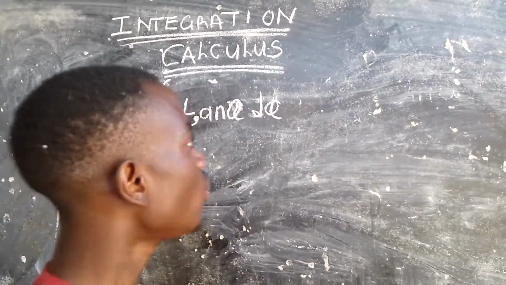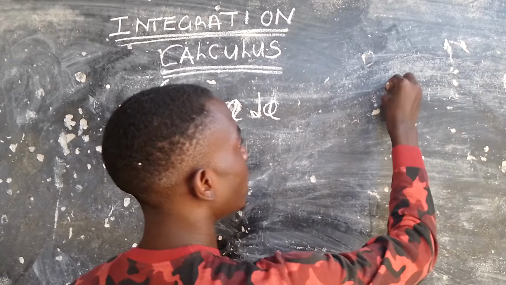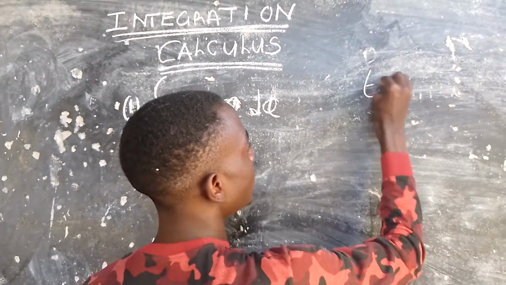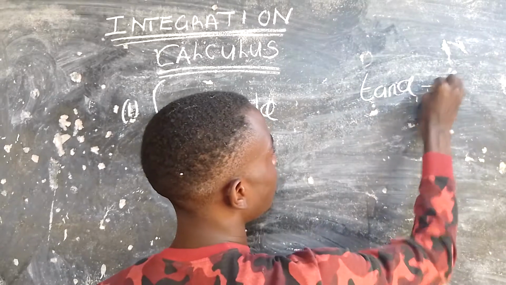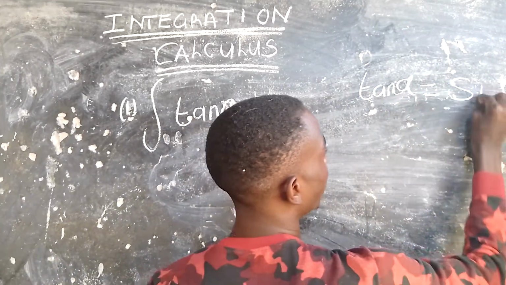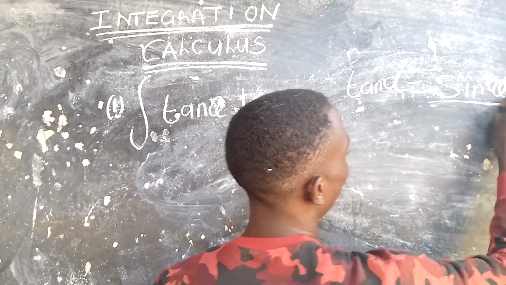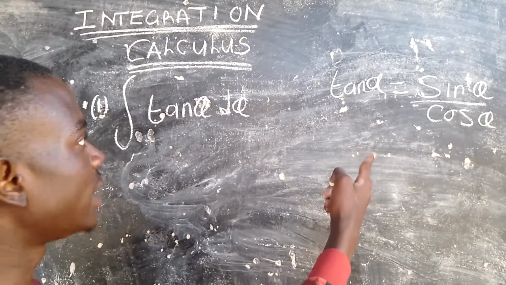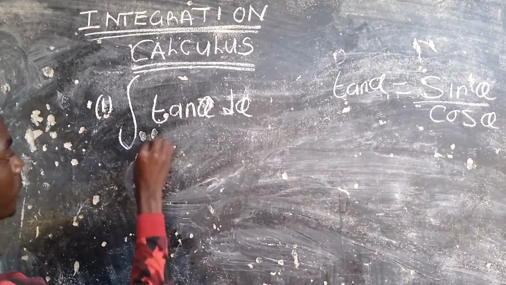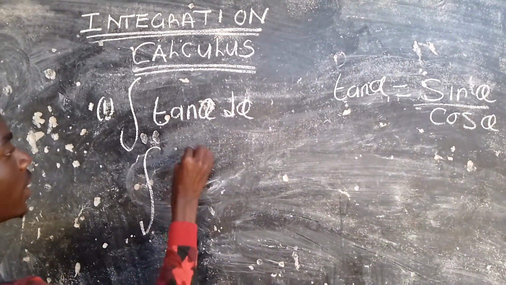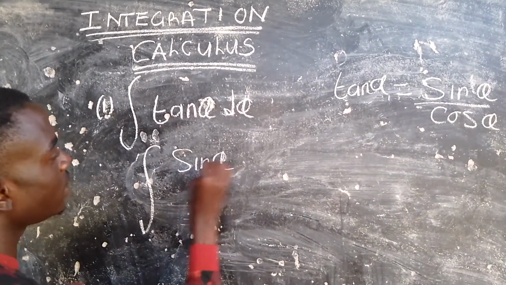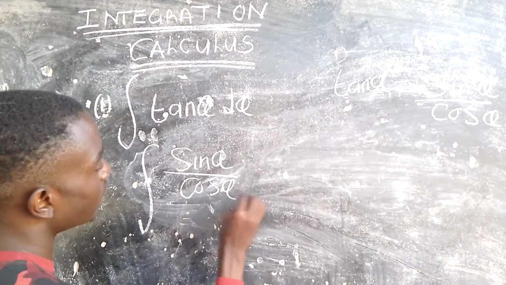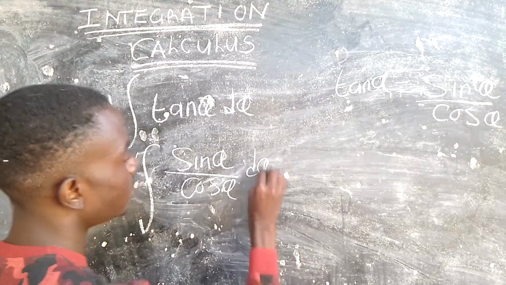Of course, we know that according to the trig identity, we use an identity. We know that tan theta is same as sine theta over cosine theta, just a trig identity. So we can bring it here. We can say sine theta over cosine theta, then d theta.